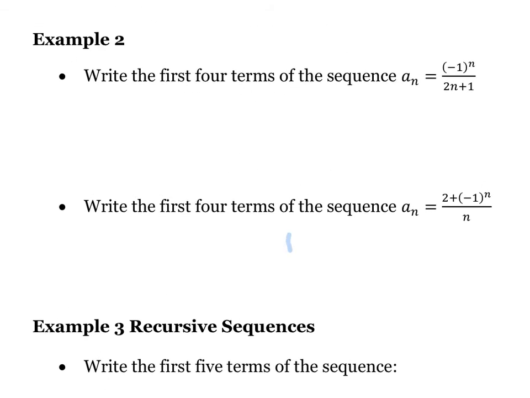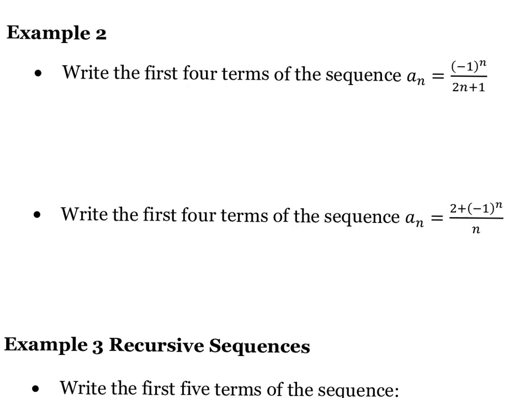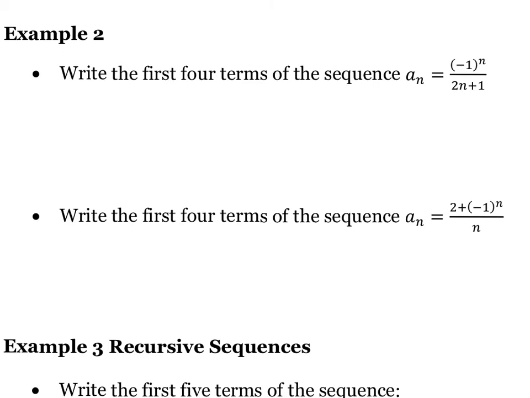So here is example 2. Oh, see, I did it again when I wrote when I didn't mean to. So writing in the first 4 terms of this sequence. Again, I will walk you through this process, and then I'll have you do the next one on your own. So write the first 4 terms of the sequence.